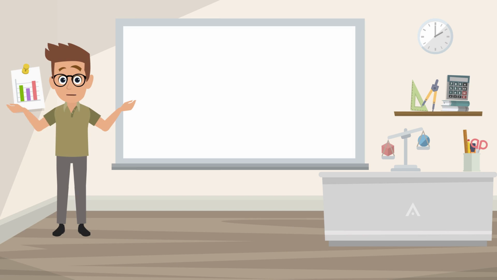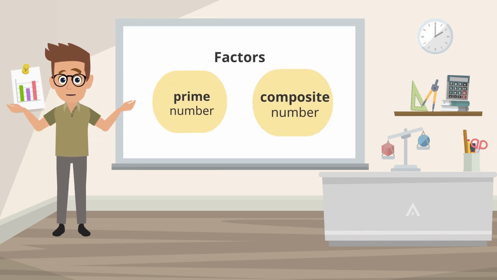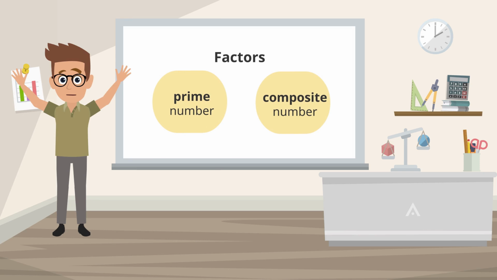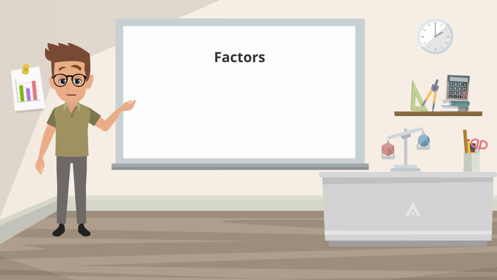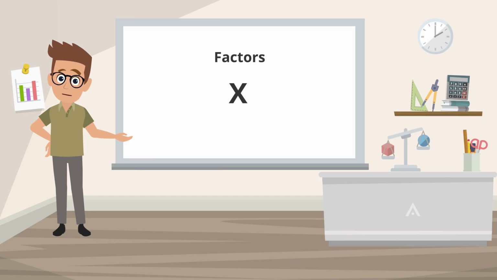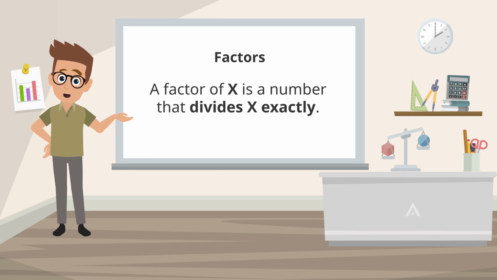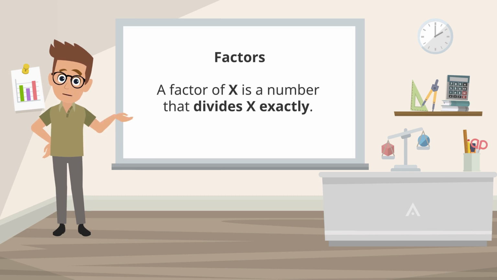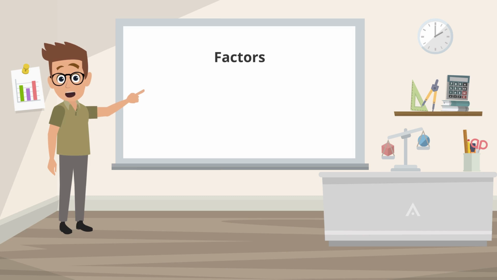Today, we will explore how to find the factors of a number to determine if it is a prime or composite number. Do you remember what are factors? Consider a given number, x. A factor of x is a number that divides x exactly. In this video, we will find the factors of a number by forming arrays using cubes.